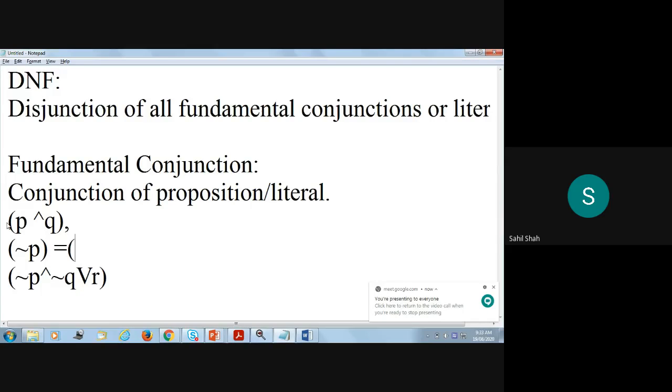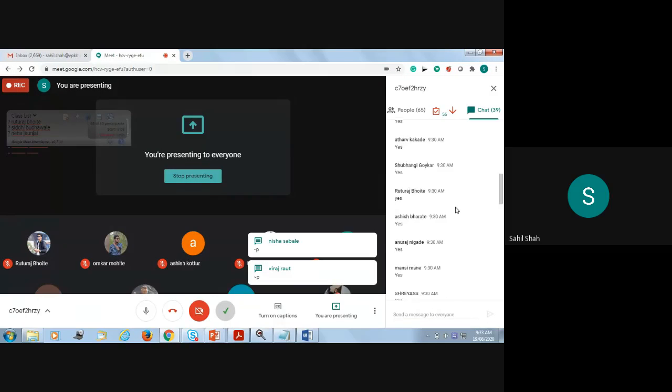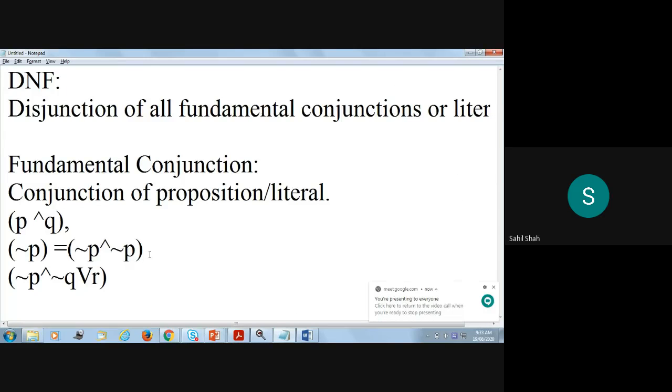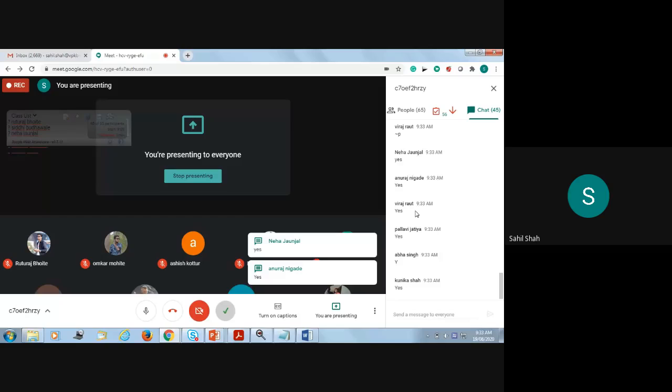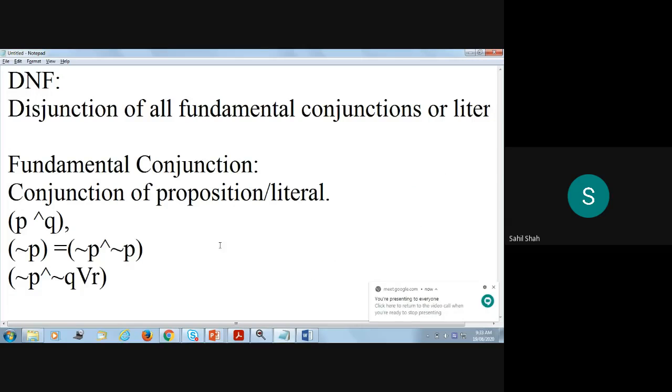But can we represent this negation P like this? Using the law of idempotence, negation P conjunction negation P is negation P itself, isn't it? So if I represent negation P as negation P conjunction negation P, is this a fundamental conjunction? You need to remember and apply the laws we have discussed so far. So this is also a fundamental conjunction.